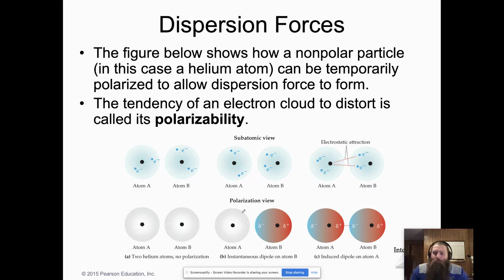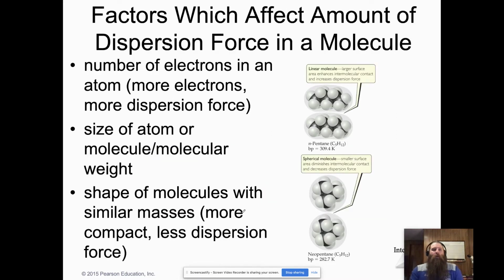Now, different atoms and molecules will distort to different degrees, and we call that polarizability. So the more polarizable something is, the greater the chance of it distorting its electron cloud and these temporary dipoles appearing. If something has a really low polarizability, obviously the opposite is true, and it would be very unlikely for it to form a temporary dipole. Now, there are some other factors that go into determining polarizability.